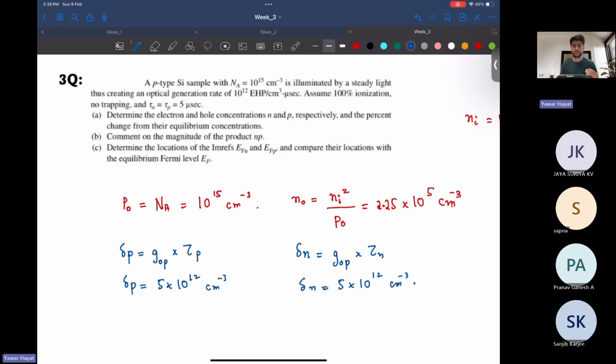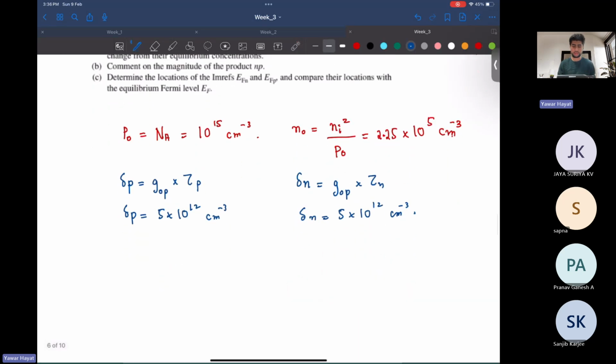Now, what is the net electron concentration, right? This was the concentration of the holes, the excess hole concentration, right? This was the excess hole concentration, and likewise for this. So if you are now interested in computing the overall concentration of holes, that would be P naught plus delta P. Add them up, right? For electrons, same, N naught plus delta N, right?